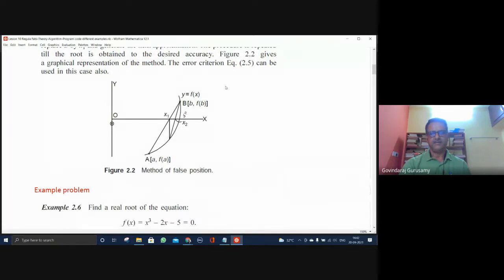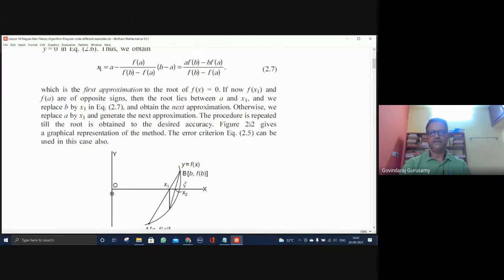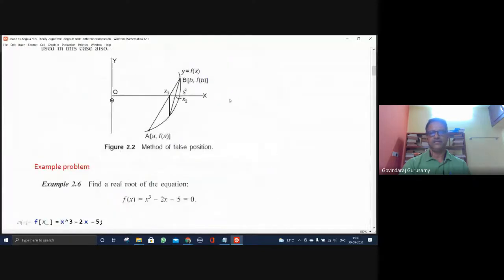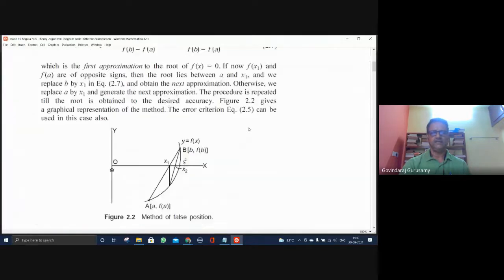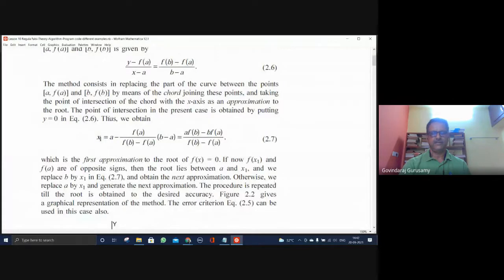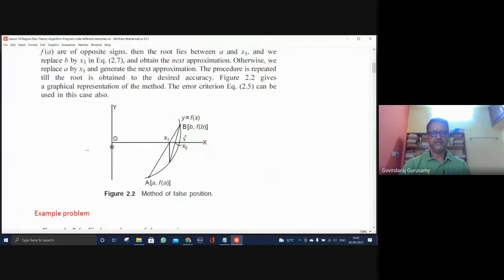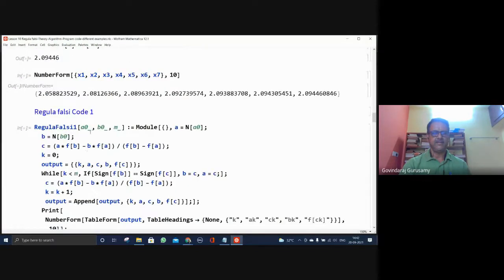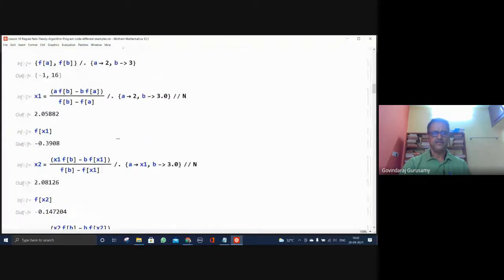This is the graphical representation of the method. The error criterion, equation 2.5, which we described earlier, can be used in this case also. It is similar to that. Now use this equation, do it iteratively, confirm that the iterative procedure is right, and generalize it and make a Mathematica code for this regula falsi method to check it. So we will do that first.